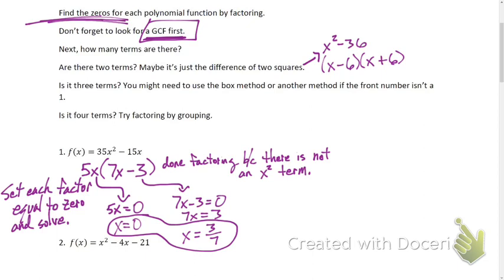All right, so just a reminder, if it's 2 terms, but this is 3 terms. So we're looking right here. And you might need to use the box method or something else, some clever method a teacher taught you, if the front number isn't a 1. But look at number 2, the front number is a 1. This is very easy. Box method is not necessary.